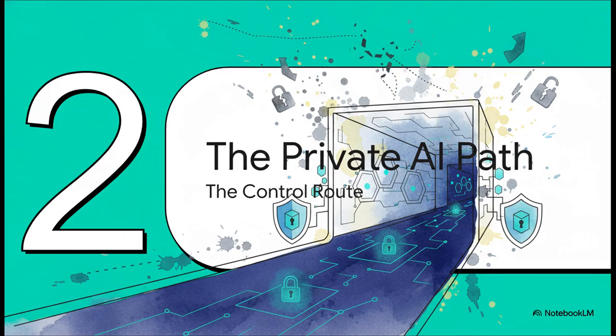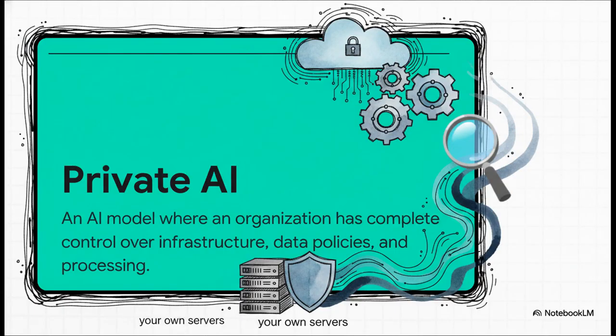What's the alternative? If that public path is just loaded with risk, well, there's another route you can take. This is the private AI path. And this is the path that puts you back in the driver's seat. So private AI is basically the polar opposite of public. You control everything. The model runs on your own servers or maybe in a dedicated, totally isolated cloud instance that you manage. And here's the absolute most important part. Your data never, ever leaves your security perimeter.